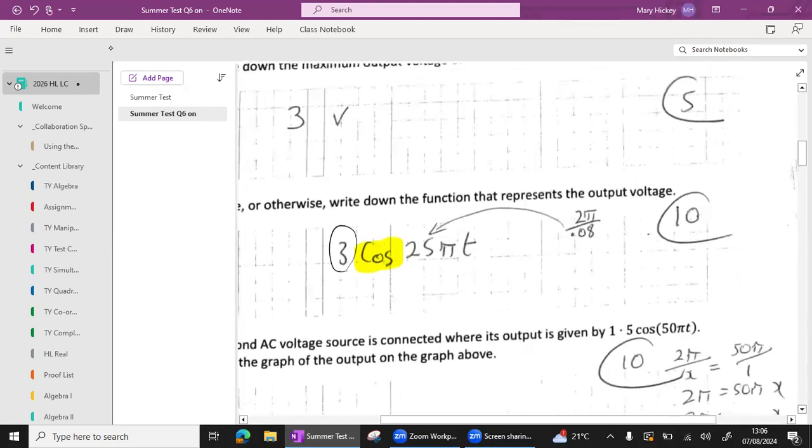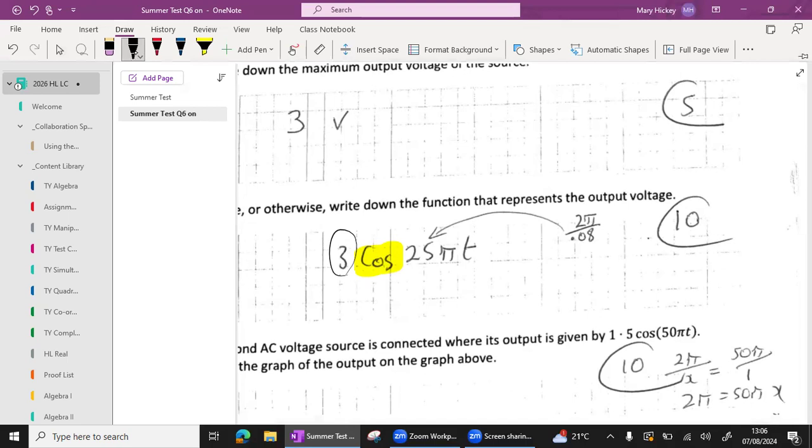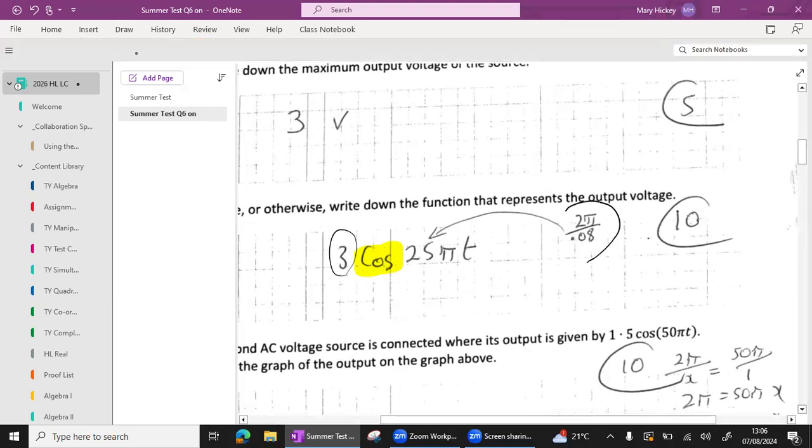Okay. Now, where did I get this 25 pi? Well, the 25 pi comes from this, basically. Now, what is this?